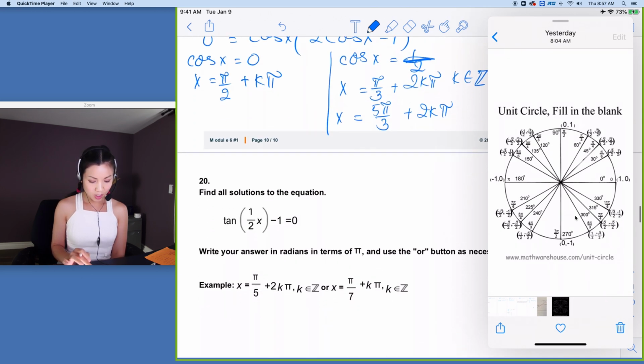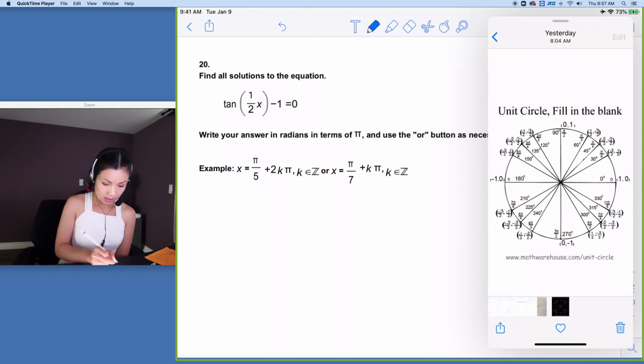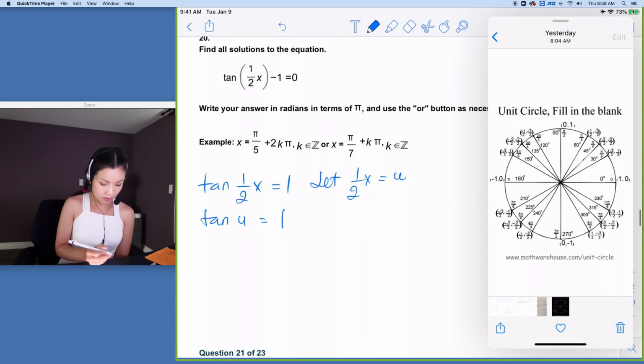Okay, moving on to number 20. Now you see that in 20, we have 1/2 of x. You don't want that, right? So first let me just move the 1 over. I'm going to use substitution. So I'm going to let 1/2 of x equal u. So now what I have is tangent u equals 1. Now I can solve it, right? So u is just pi over 4.